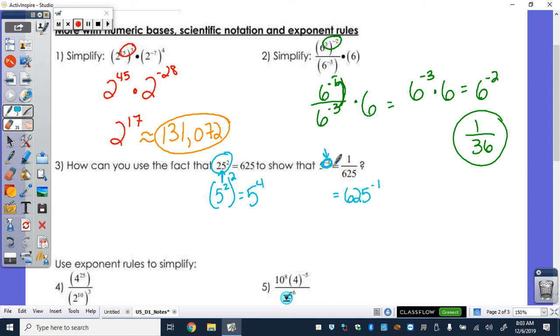And then it's still squared, which if we use our power to a power rule is 5 to the 4th. Because it's negative, that means it's 1 over 5 to the 4th. So it ends up being the same thing, because again, 25 can be rewritten as 5 squared. And then you still have this squared here, which ends up being 5 to the 4th when you use your power to a power rule.